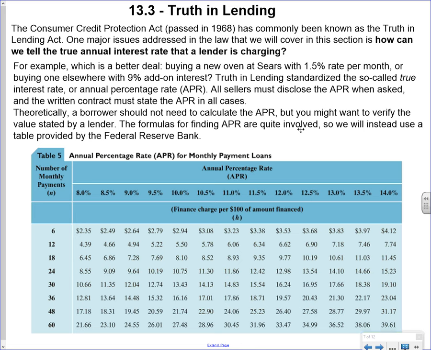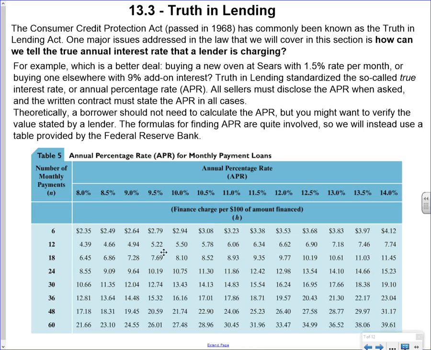So theoretically, we really shouldn't have to calculate the APR, because when we're signing all those forms when buying something, the APR should be written out somewhere, or you can ask for it and you're supposed to be given it. But if you haven't gotten to the purchase part yet and you're just trying to decide which one you want to go with, then you could do it this way and figure out which would be your best option. Now, the formulas for finding the APR are actually pretty mathematically involved.